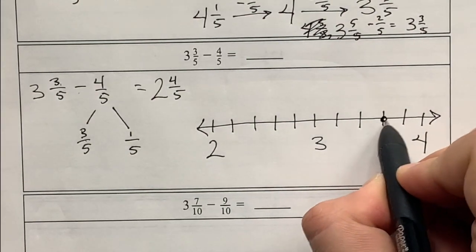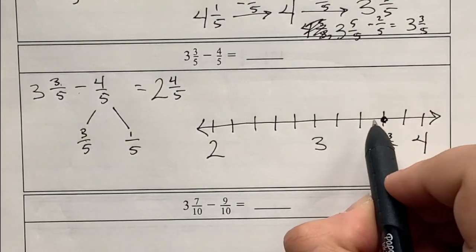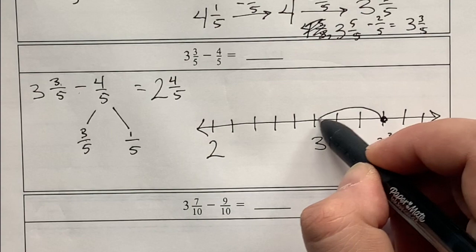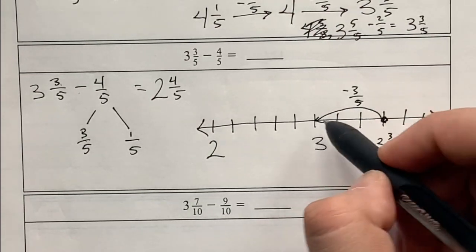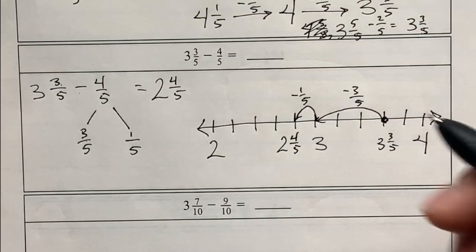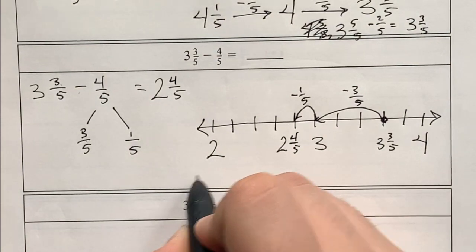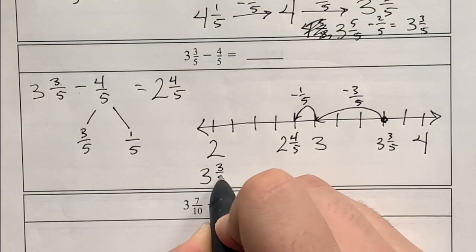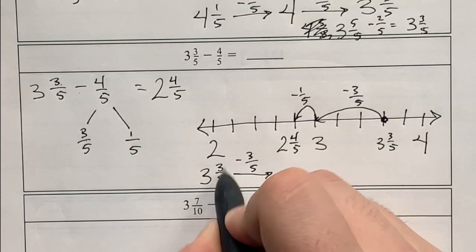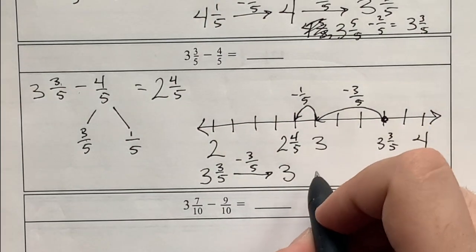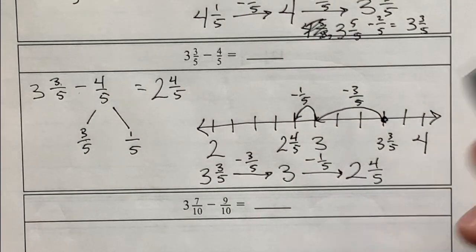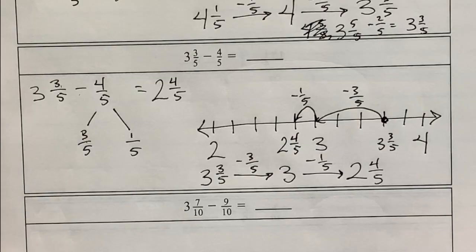So 3 3/5 is where I start. Take away 3/5 first. I'm doing 1, 2, 3 to get me to that whole number. And taking away 1/5 to get me to my answer, my difference. The arrow method would look like starting with my whole number, taking away the part that matches this to get me to my whole number, and then taking away the part that's left over to get me my difference, my answer. If you want to see this one, it'll be in the notes posted on Google Classroom.